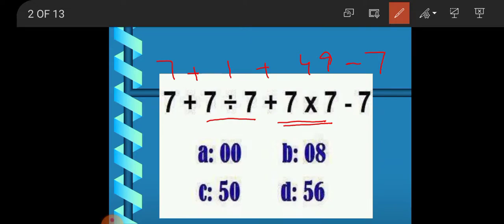You will get your answer as 50. Otherwise, you can cancel out this 7 with the minus 7, and you are left with the two numbers 1 and 49, which add up to 50. So the correct option is option C, which is 50.